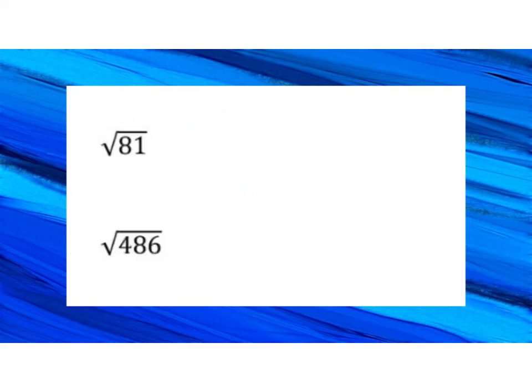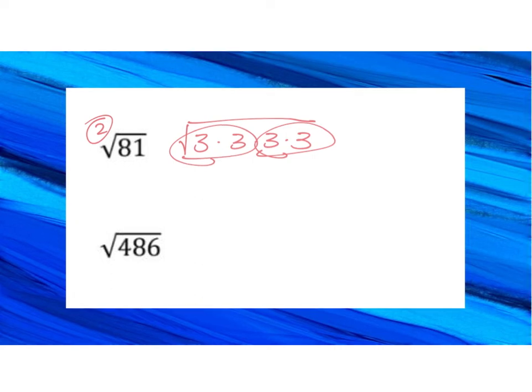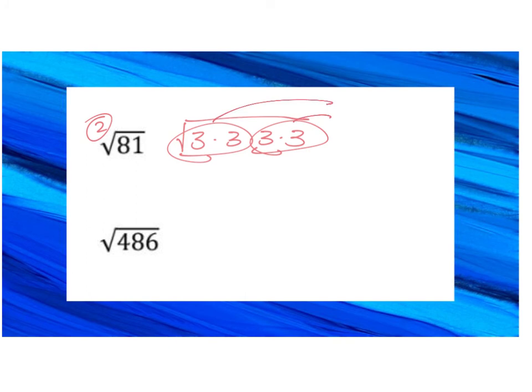All right, here's our next one. The prime factorization of 81 is 3 times 3 times 3 times 3. This time our index is a 2, so I'm circling pairs of 2. Remember, the index tells you the groups you're circling, so I'm able to take out these two 3s, so this would be 3 times 3 or 9. There was nothing left over in the radical, so we were able to eliminate that.